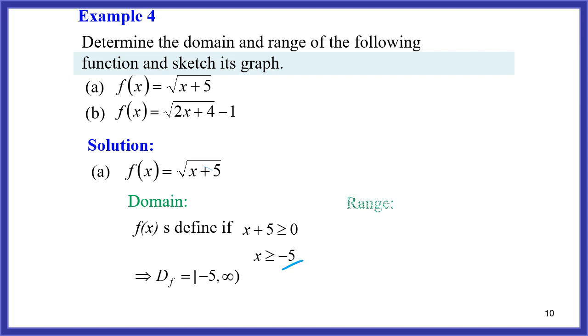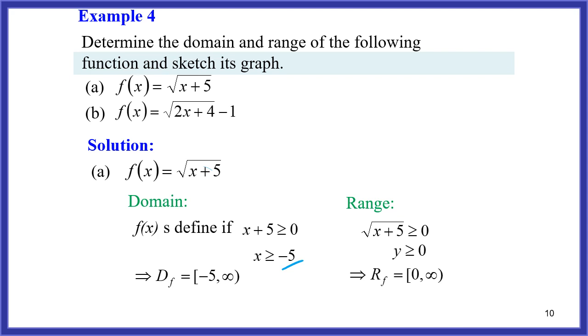How about the range? Since x plus 5 is more than or equal to 0, the square root of x plus 5 is more than or equal to 0. So what is the square root of x plus 5? It's actually our y. So y is more than or equal to 0, which means the range is from 0 up to infinity.